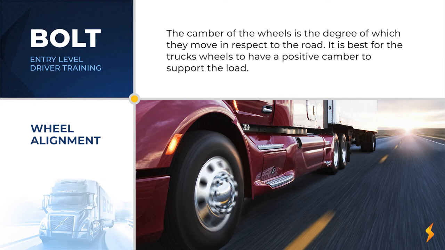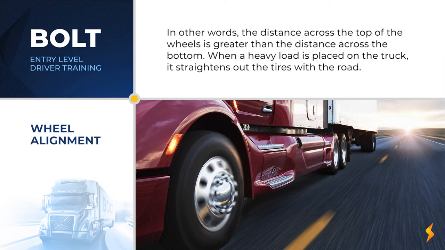The camber of the wheels is the degree of tilt they have with respect to the road. It is best when the truck's wheels have a positive camber to support the load. In other words, the distance across the top of the wheels is greater than the distance across the bottom. When a heavy load is placed on the truck, it straightens out the tires with the road.